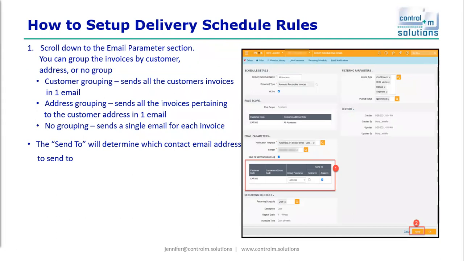So we have our rule set up, and we have our customer and customer address linked. Now we can go down to our email parameters and configure how we want those emails to shoot out. You have choices of grouping the emails. You can have a customer grouping, which sends all the customer's invoices in one email. You can group by address, which means you'll get one email per address. So if you have three different addresses set up on the rule, you're going to get three different emails with all the invoices for those addresses. If you say no grouping, then you're going to get an email for every single invoice for that customer.